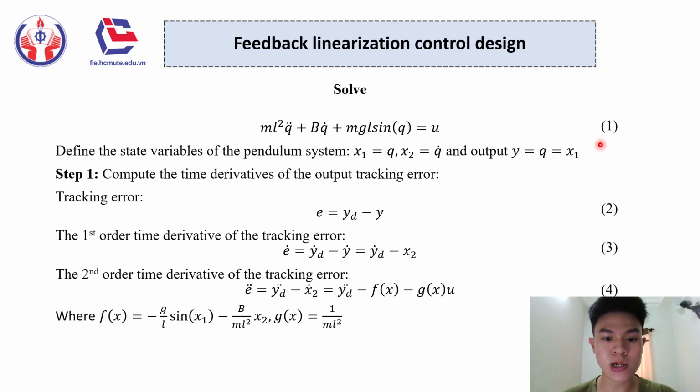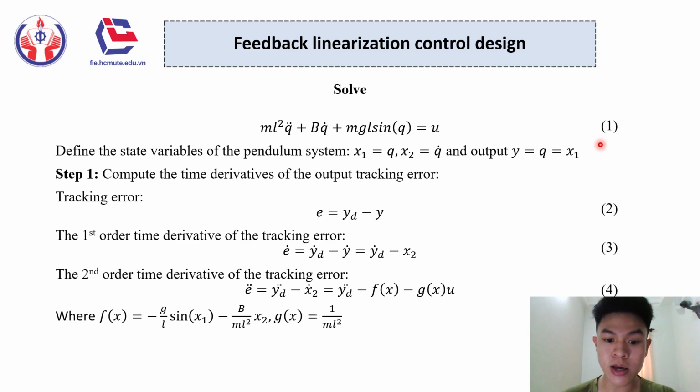The tracking error equation will look like e equals yd minus y, where yd is the reference output and y is the output of the system. Now we differentiate the tracking error, and we will have equation number 3, e dot equals yd dot minus y dot, and we differentiate one more time, and we will have equation number 4, e double dot equals yd double dot minus x2 dot.